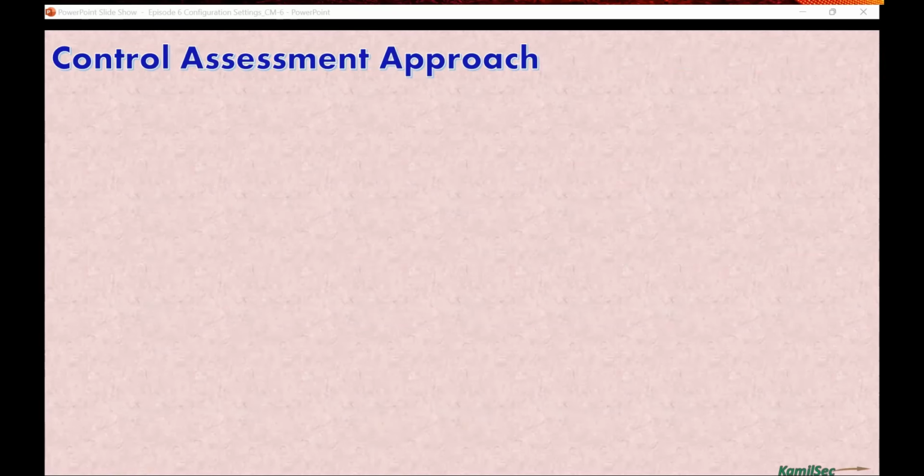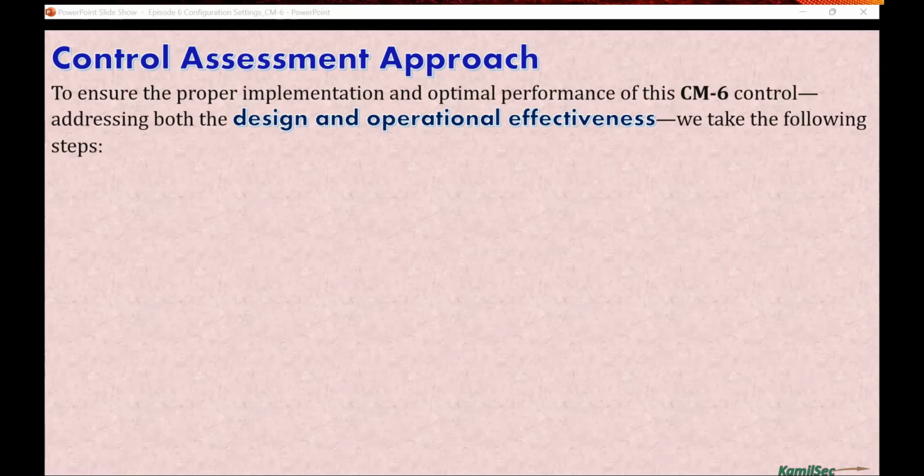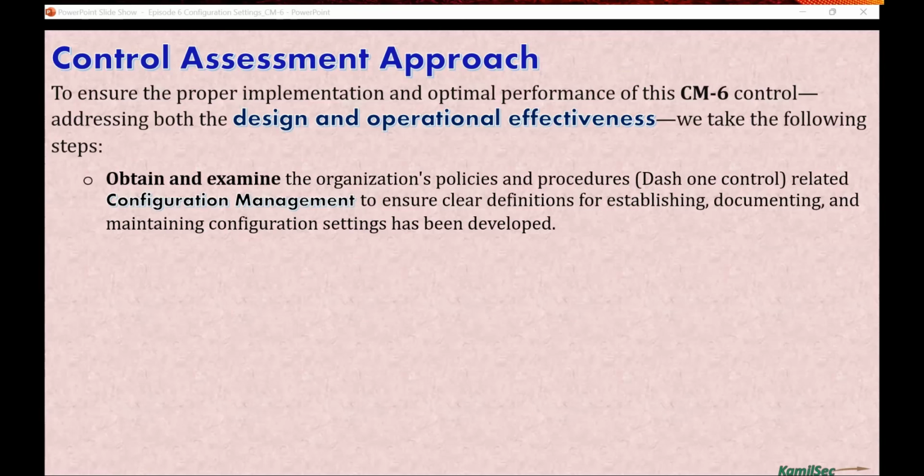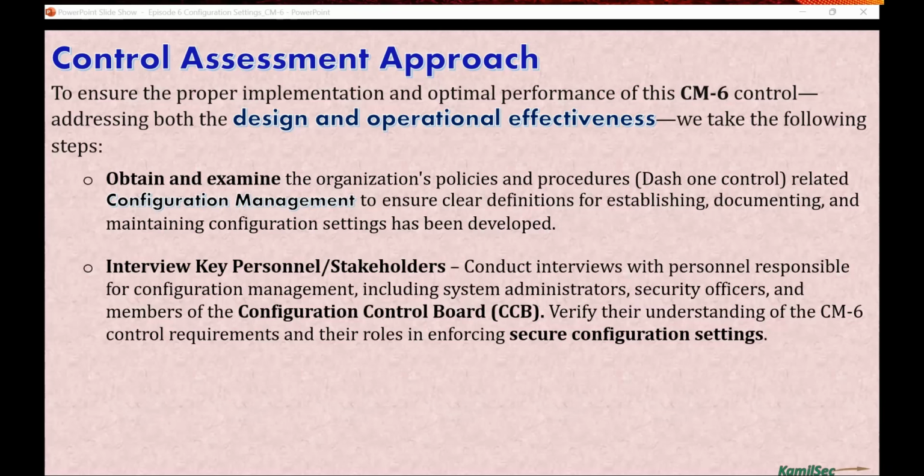Now, let's look at the control assessment approach. To ensure the proper implementation and optimal performance of this CM-6 control, addressing both the design and operational effectiveness, we take the following steps. Obtain and examine the organization's policy and procedure, the -1 control related to configuration management, to ensure clear definitions for establishing, documenting, and maintaining configuration settings have been developed. Next, interview key personnel or stakeholders.